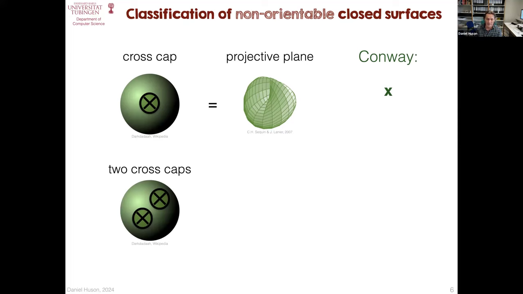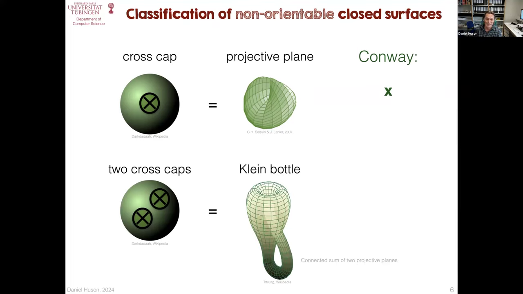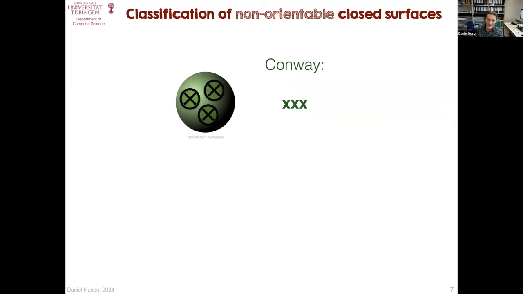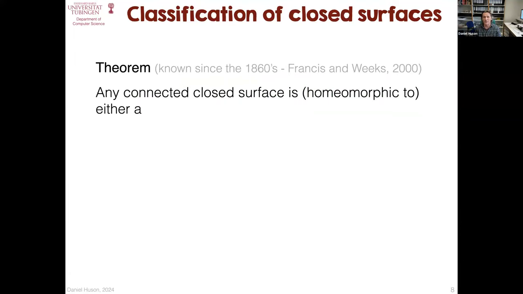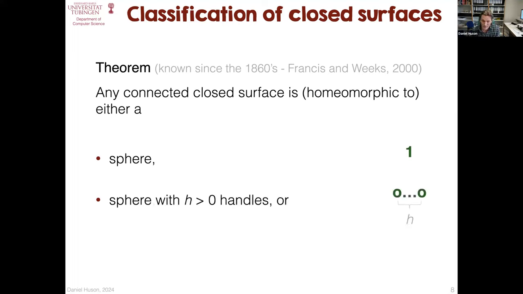If you take two cross caps, well, this is not immediately obvious, at least not to me, that this is the same as a Klein bottle. In Conway's notation, that's two crosses. Then you can imagine three cross caps and so on, K cross caps, so K crosses in Conway's notation. An old result that goes back to the 1860s is that any connected closed surface is either a sphere, or, in Conway's notation, a sphere with H handles, ring, ring, ring, or a sphere with K cross caps.